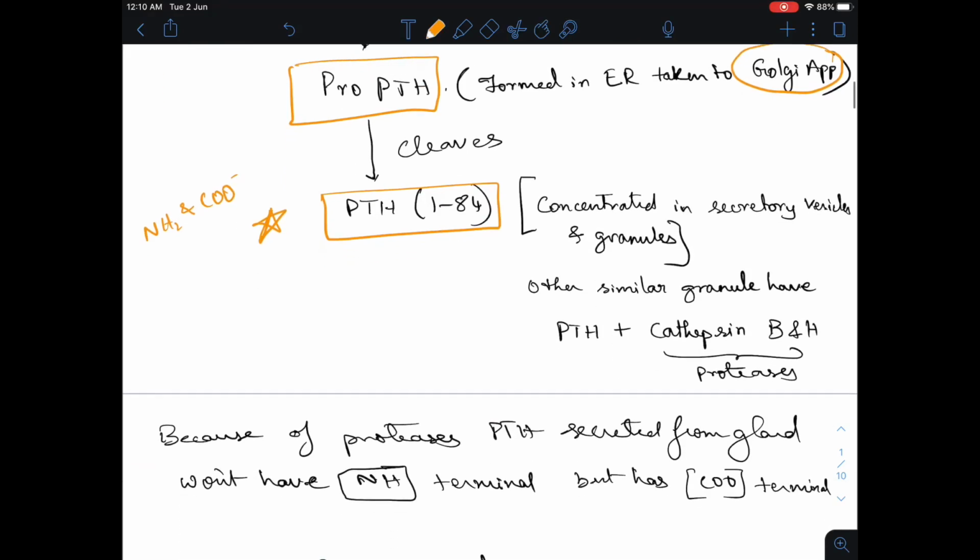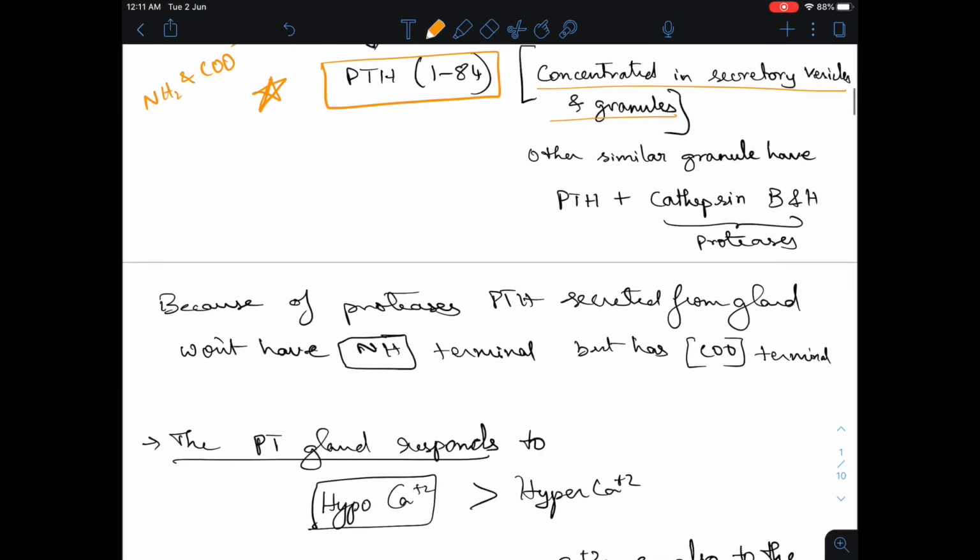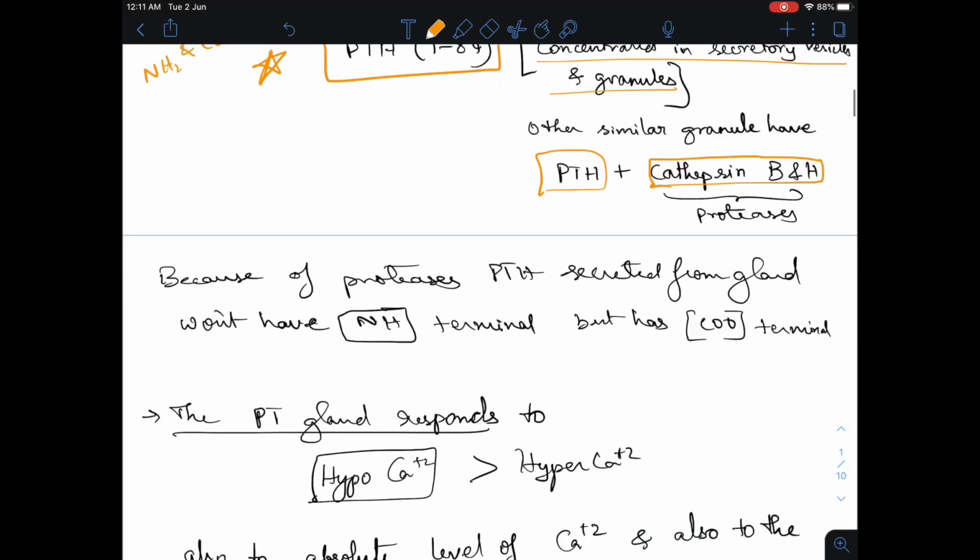Okay, good. So this is concentrated in the secretory vesicles and granules. There are other similar granules which are morphologically similar, but they have the parathormone plus proteases like cathepsin B and H. Okay, these degrade the parathyroid hormone. We will know its importance in due course of time.